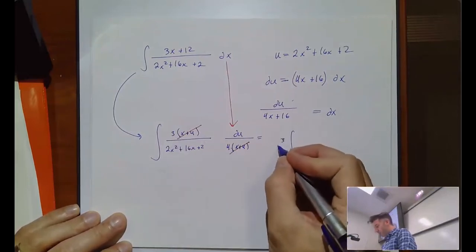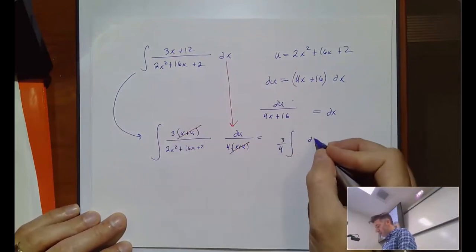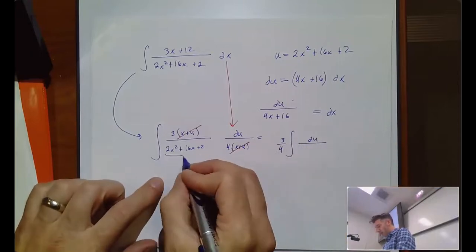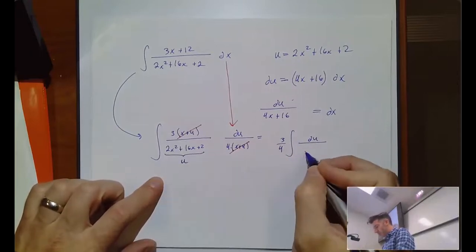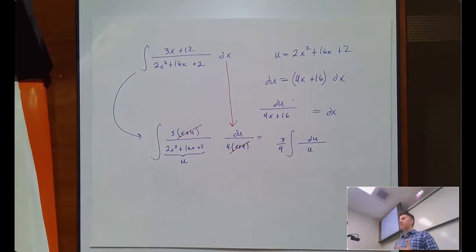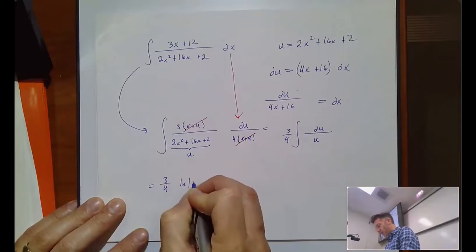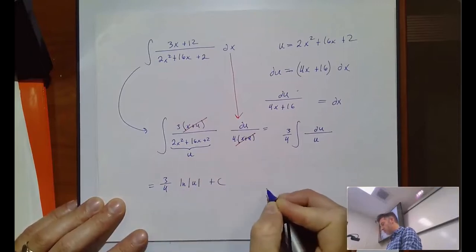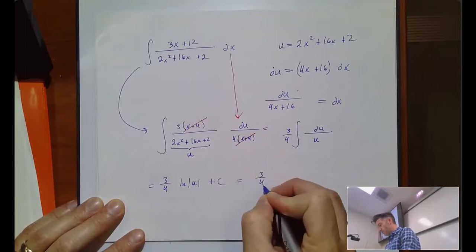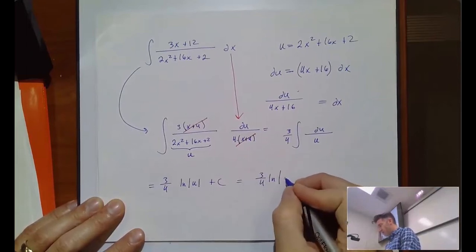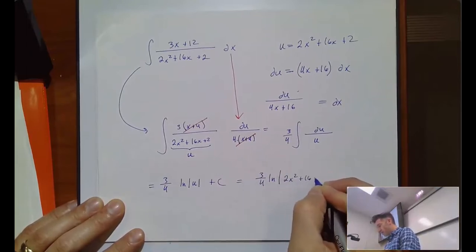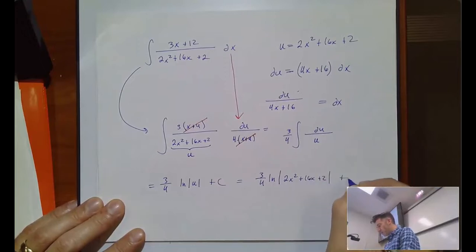But then we're left with the integral of, I've got a 3/4, which I'm going to pull out in front. I've got a du on top, and my denominator is what we selected for u. So we're back in a du over u situation, and the integral of du over u is just the natural log of the absolute value of u plus c. So we're going to end up with 3/4 natural log of the absolute value of 2x squared plus 16x plus 2 plus c.